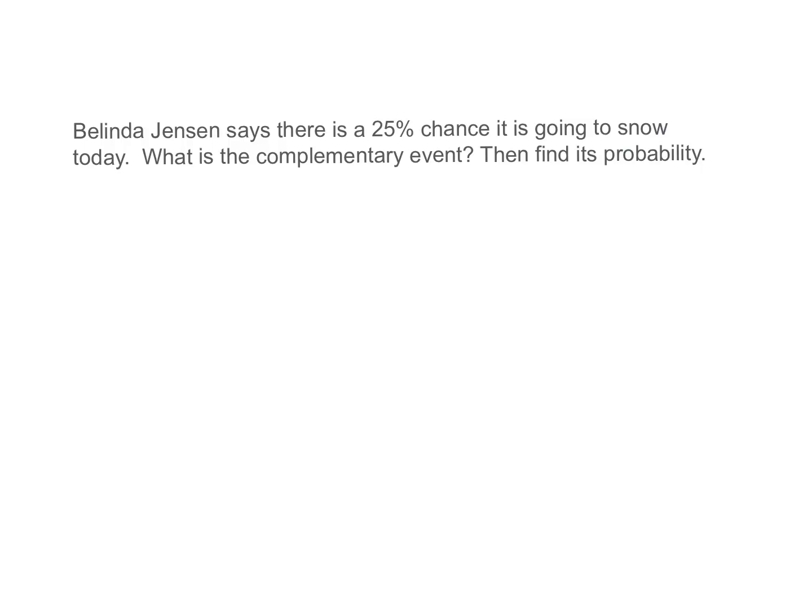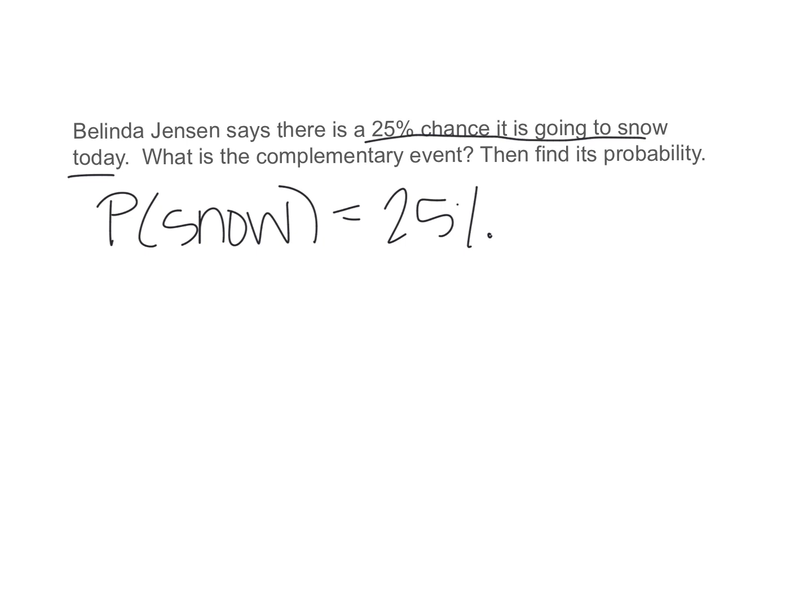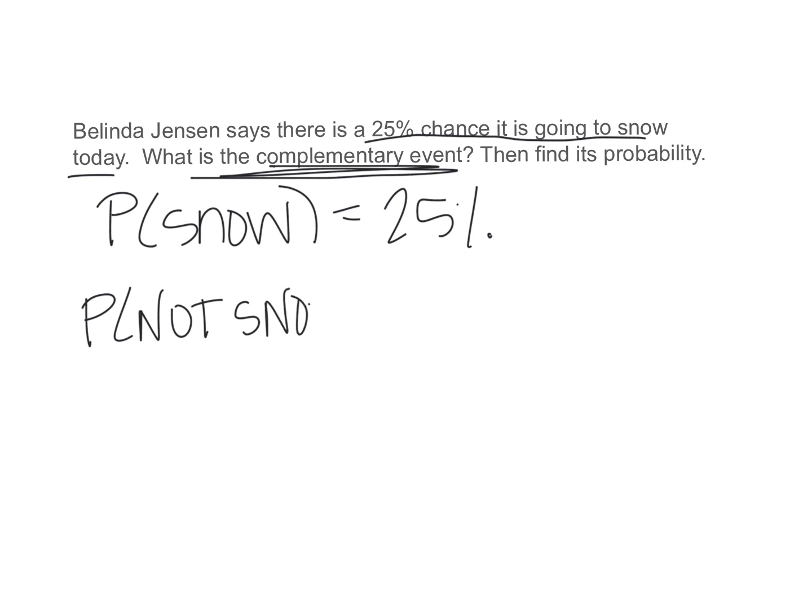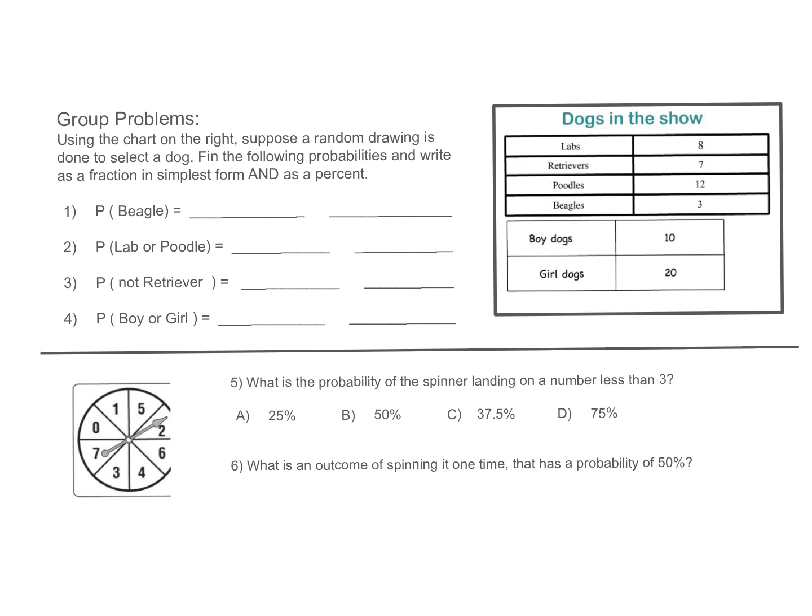Belinda Johnson says there is a 25% chance it is going to snow today. What is the complementary event? And then find its probability. So Belinda says that the probability of snow is 25%. The complementary event would be the probability of not snow. And if the probability is 25%, the probability of not snow is 75% because it's either going to snow or not snow. It might do other things, but we're just talking about snowing or not snowing. I want you to pause the video and do these problems on your own and then come back and check your work.